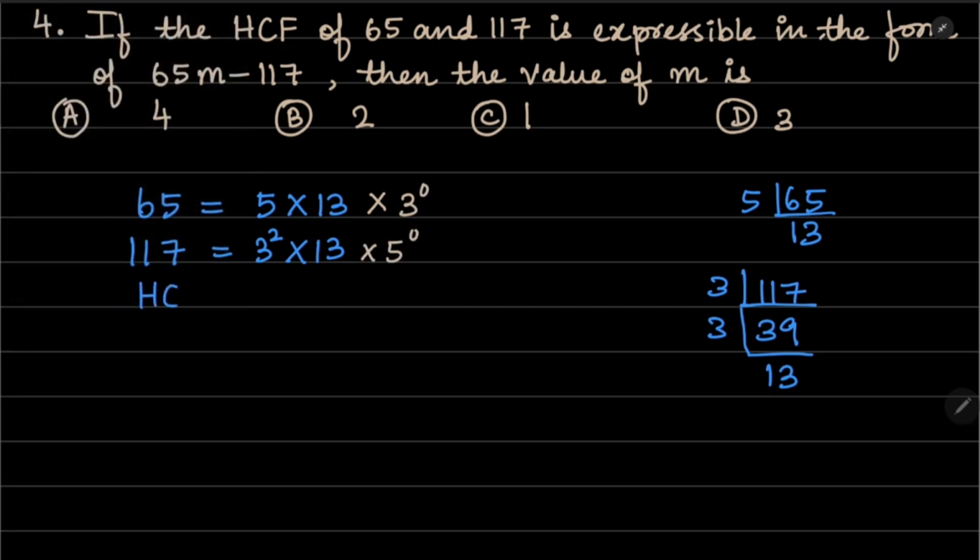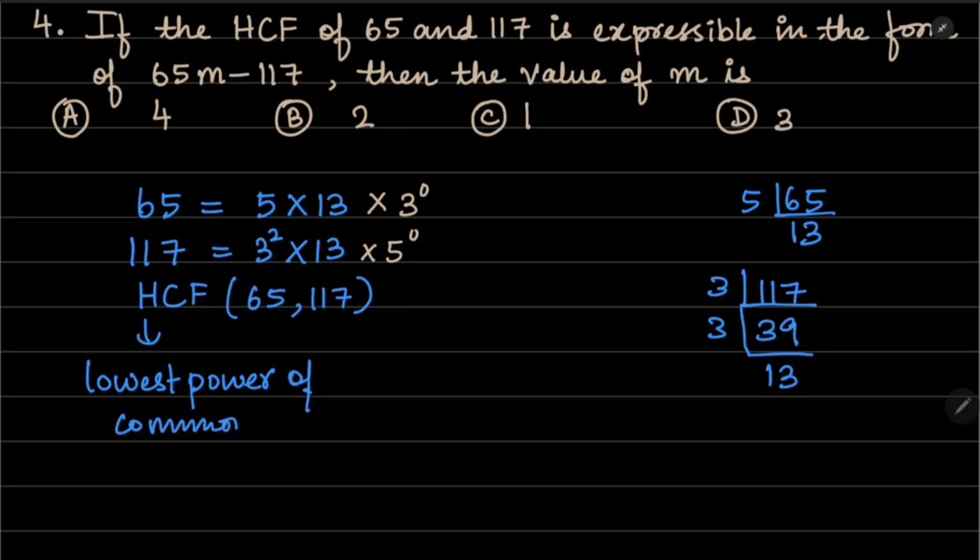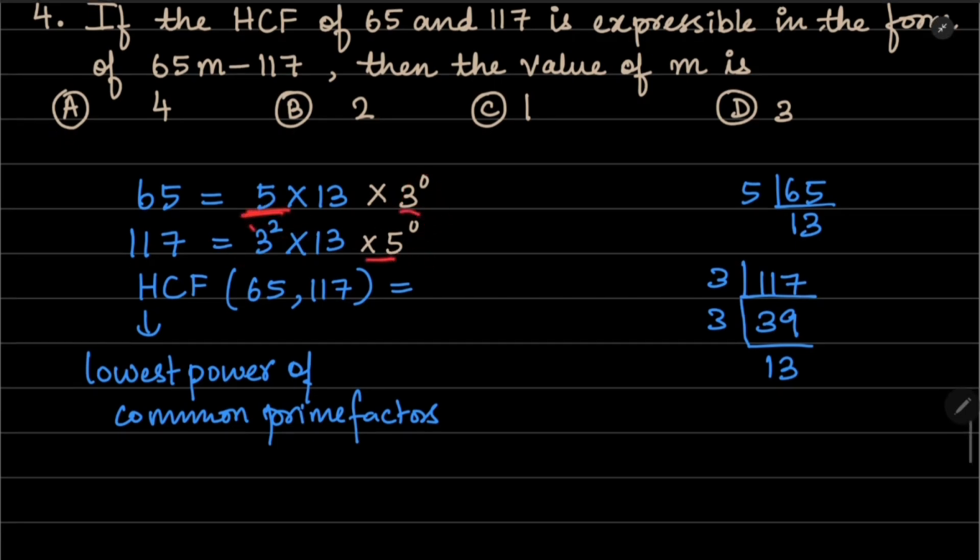Now, for the HCF of 65 and 117, we'll have to take the lowest power of the common prime factors. So here, what is the first prime factor? Let's take 3. What's the lowest power? 3 raised to the power 0. For 5, what is the lowest power? 5 raised to the power 0. Any number raised to the power 0 is 1. And what is the other prime? It's 13. In both cases, it will be 13 raised to the power 1. So the answer is 13. But this is not the answer to what you're asked.